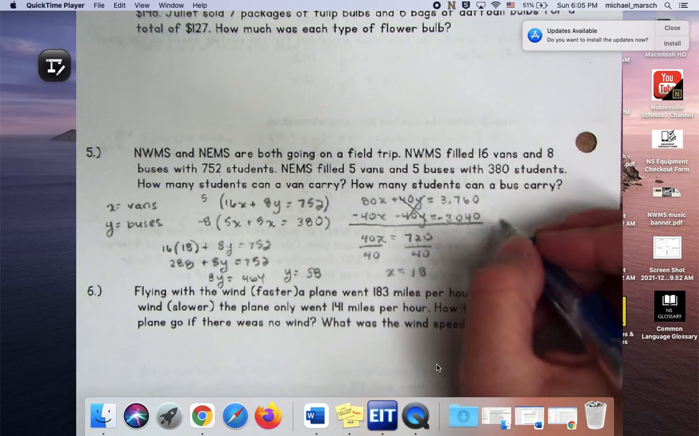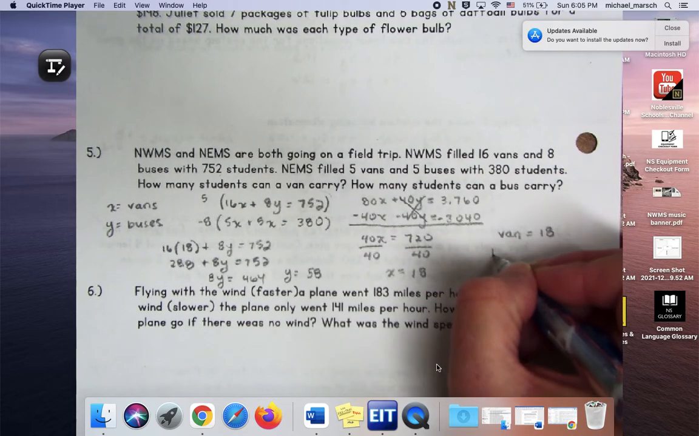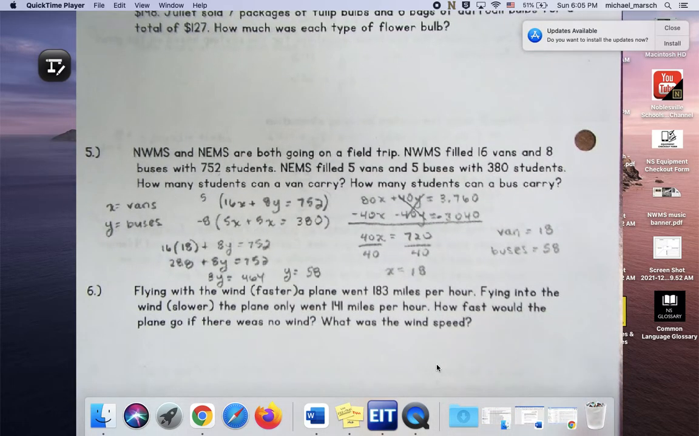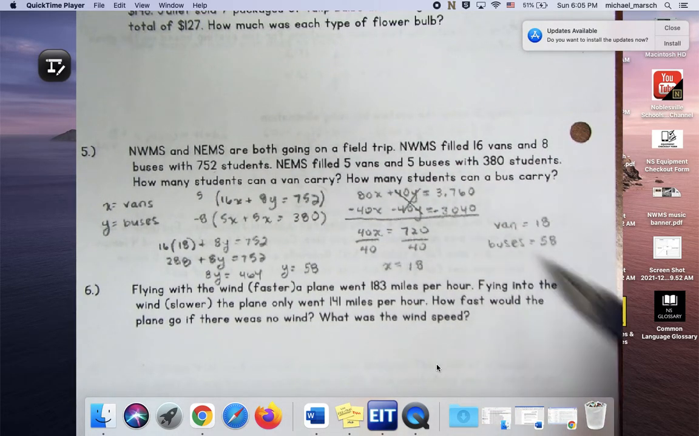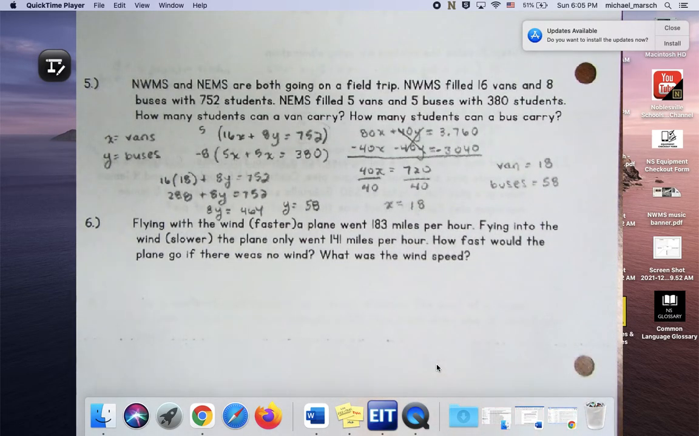So that tells me that vans can carry 18 students, buses can carry 58 students. So ultimately, that is the answer I'm looking for. All right, so that was number 5. Number 6 is not super easy, so we're going to work this one out together as well.